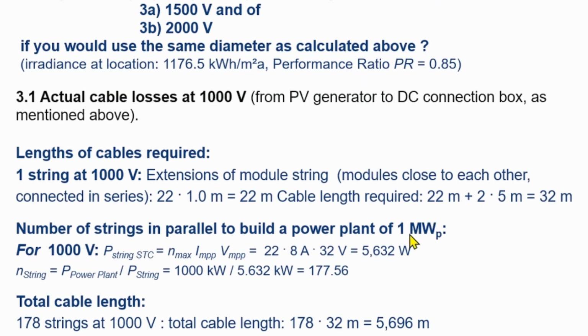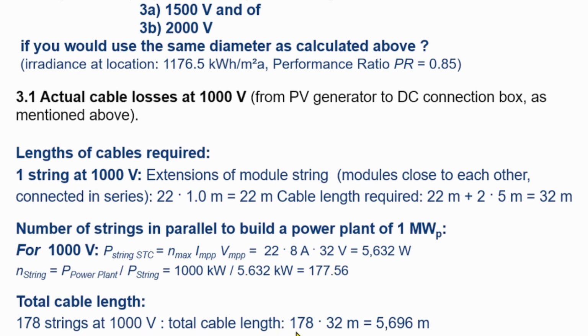While we want to have a power plant of 1 megawatt, one single string is not enough, so we have to put additional strings in parallel. How many strings are those? One string has the power of 5.632 kilowatts. The number of strings is then the power of the power plant divided by the power of a string. So it's 1 megawatt or 1000 kilowatts divided by 5.632 kilowatts. That's 177.57 strings. While we want to have at least 1 megawatt, we have to round up here. So it's 178 strings we need there.